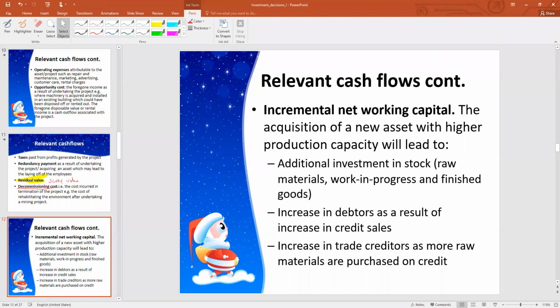If you are investing in the year 2020, deciding to invest in the project today, you have to buy raw material, and by extension work in progress, and by extension finished goods. By extension, you make sales on credit. So you are investing in working capital.